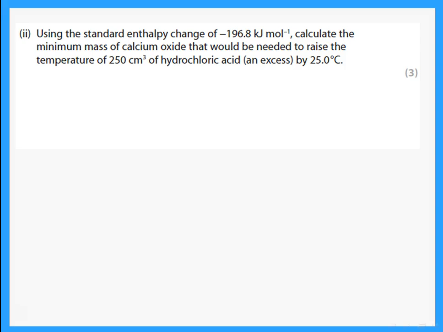Here he's saying, using the standard enthalpy change of this, calculate the minimum mass of calcium oxide that would be needed to raise the temperature of 250 cm³ of hydrochloric acid by 25 degrees Celsius. Now remember, here he's giving me the delta H, and he's asking for the mass. So the first thing that we need to do is get the Q. The Q is the mass of the solution times 4.18 times 25. So we have this Q.